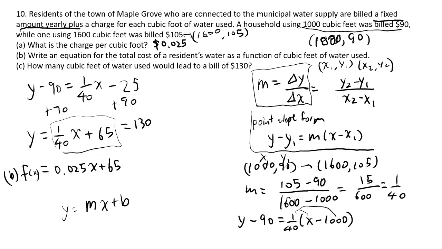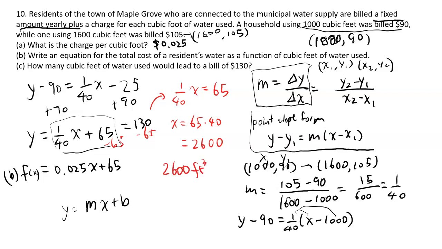Well, let's just do a quick calculation here. If I subtract 65, you're going to get 1 over 40 x equals 65, because 130 minus 65 is 65. Multiply both sides by 40 and you get x equals 65 times 40, which is 2600. Am I right? 24, 20. Yeah, that's right. So the answer is 2,600 cubic feet. Okay, that's the answer for part C.